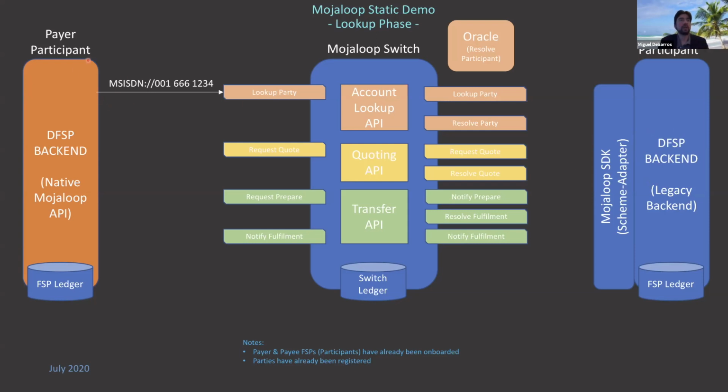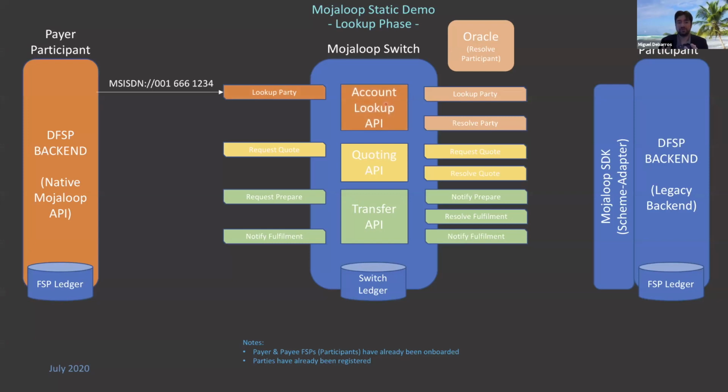So on the far left, we have a payer which sends the request in for an account lookup to look up a specific party to determine which FSP they belong to, as well as to retrieve additional information about the party itself. So we have an MSISDN here, some kind of identifier, etc. The account lookup service is going to receive that.